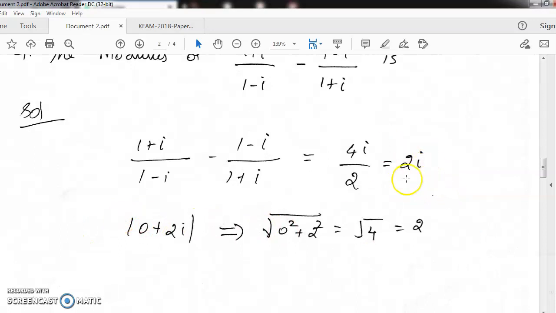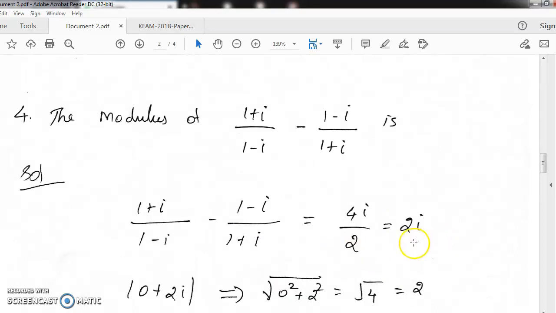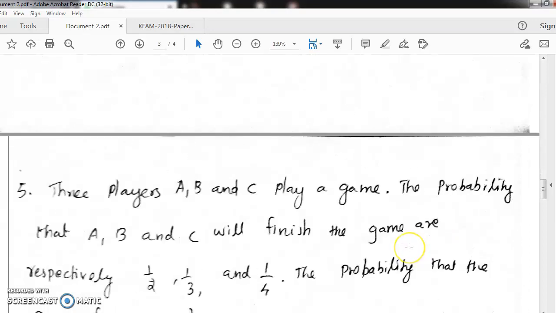Since this is a complex number, it can be written with a real part of 0, so 0 plus 2i. To get the modulus, take the root of a square plus b square, that is root of 0 square plus 2 square. The answer is 2. This is the fourth problem.